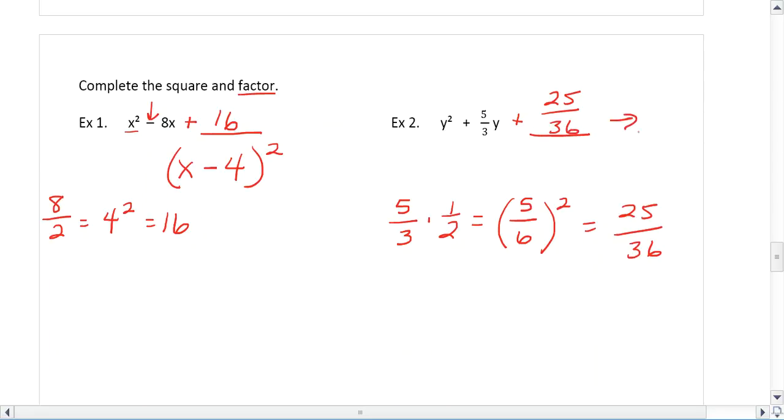And now we have to factor this. The square root of y squared is y. The square root of 25 over 36 is 5/6. And right here we have a plus sign. And since there's 2 of those, it's squared. So now we've worked on completing the square and factoring. In the next ones, we have to do the next steps and actually solve.